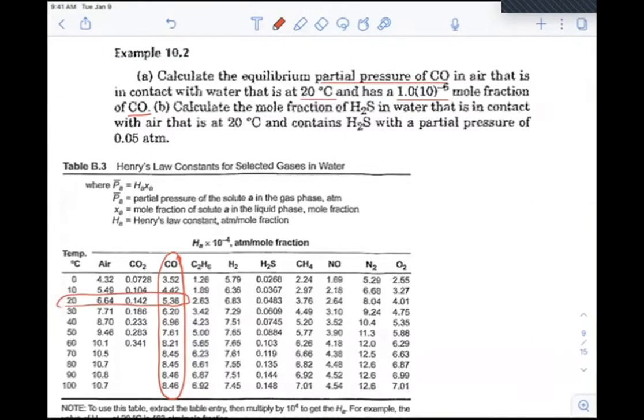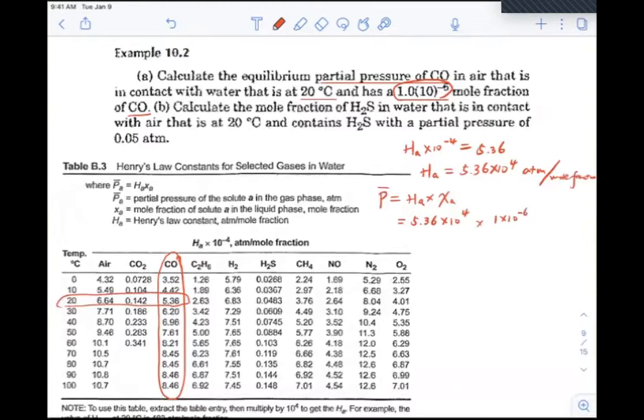Under this situation, the Henry's constant multiplied by 10 to the negative 4 is 5.36. The Henry's law constant is 5.36 multiplied by 10 to the 4th, and the unit is atmosphere per mole fraction. It is asking for the partial pressure, so the partial pressure is equal to HA multiplied by XA. We already have HA equal to 5.36 multiplied by 10 to the 4th, and XA is the mole fraction, which is 1 multiplied by 10 to the negative 6. With that, you have 5.36 multiplied by 10 to the negative 2 atmosphere. As simple as that.